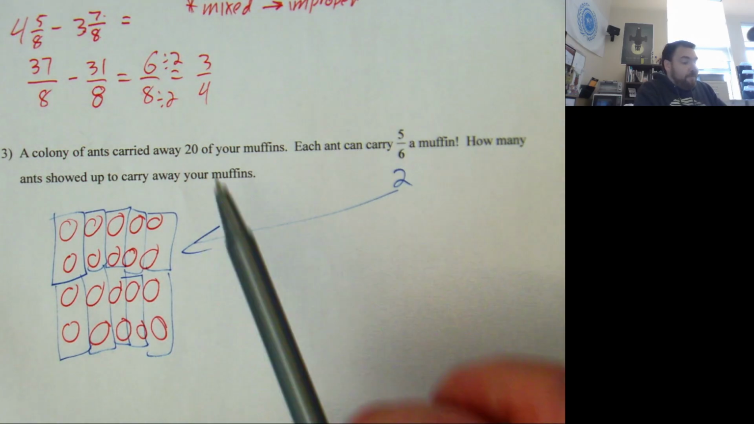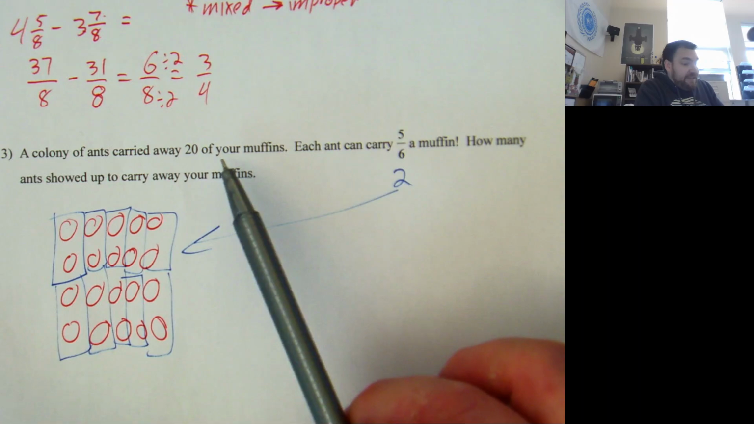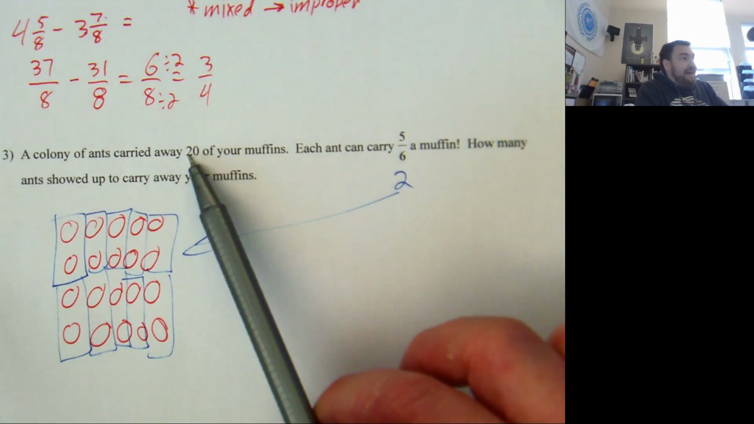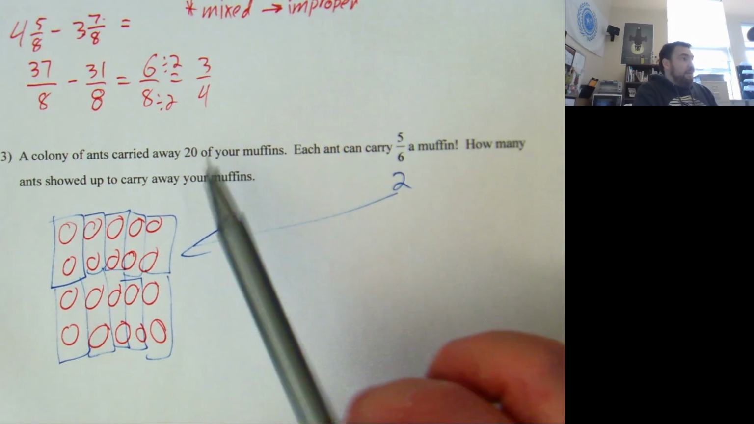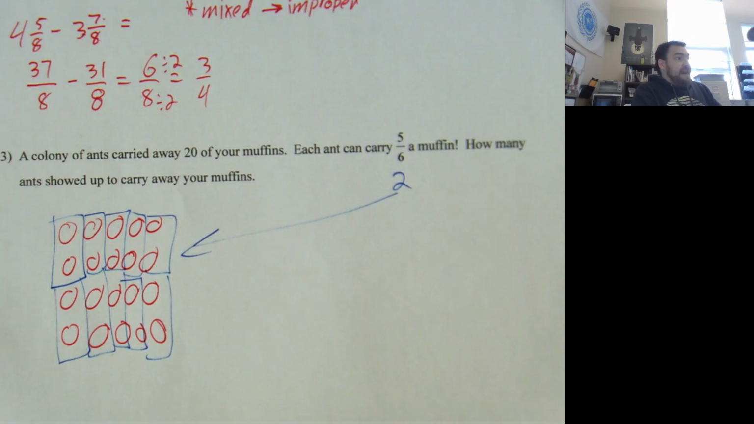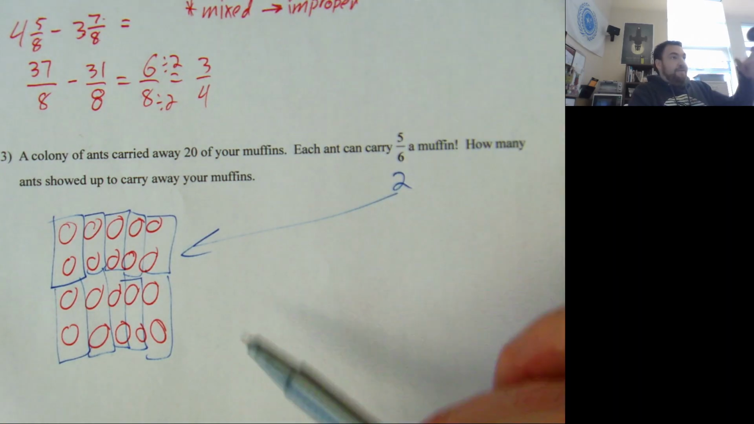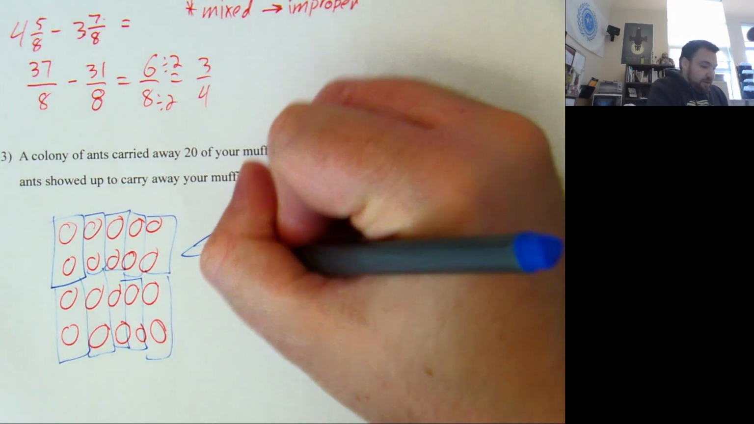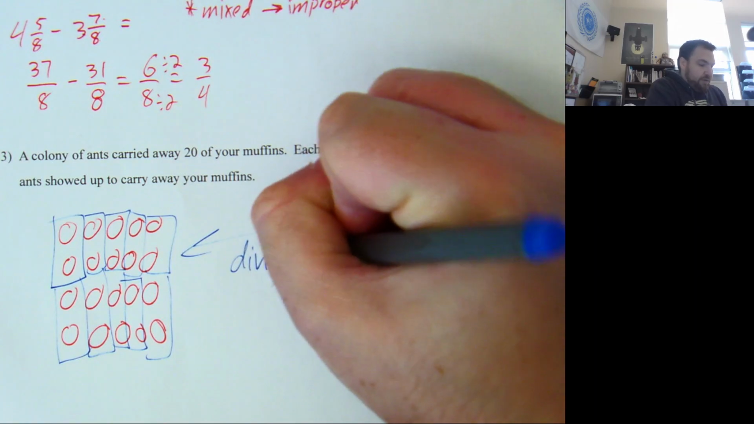Basically what I'm being asked to find is, how many groups of 2 can I break 20 up into? What mathematical operator is designed to break something into groups? Jordan? No, there's 20 muffins. Dakota? It's division. 10.